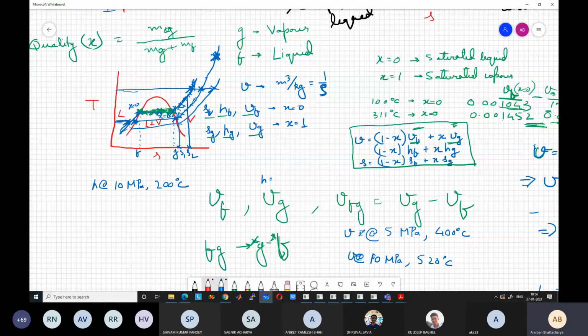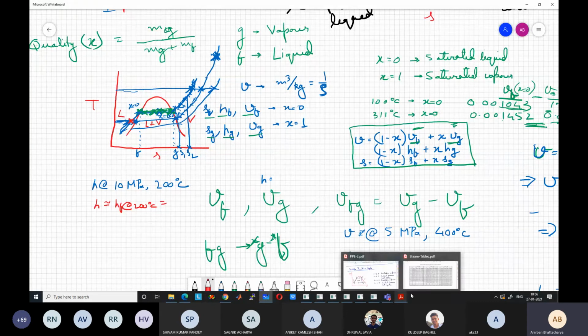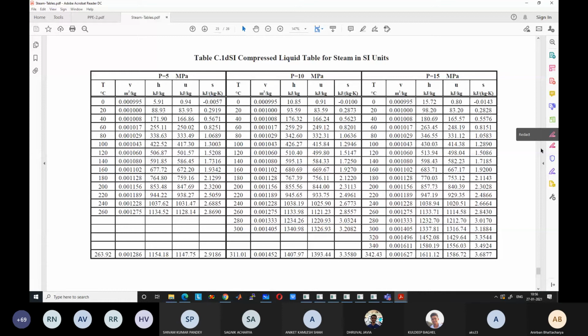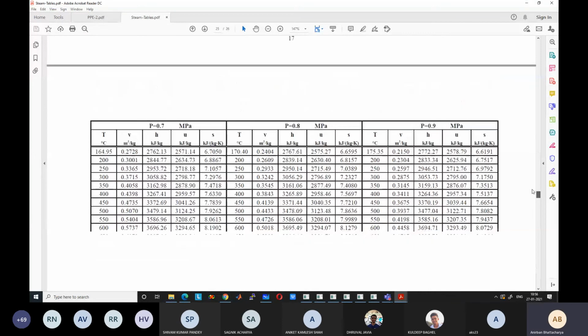So how to take this? Instead of this, we will approximate H as almost equal to Hf at 200 degrees centigrade. So we will go to the table and find out what is the Hf at 200 degrees centigrade. This is what is typically done for engineering calculation. It induces slight error, but it is much easier to calculate, and there is not much variation.